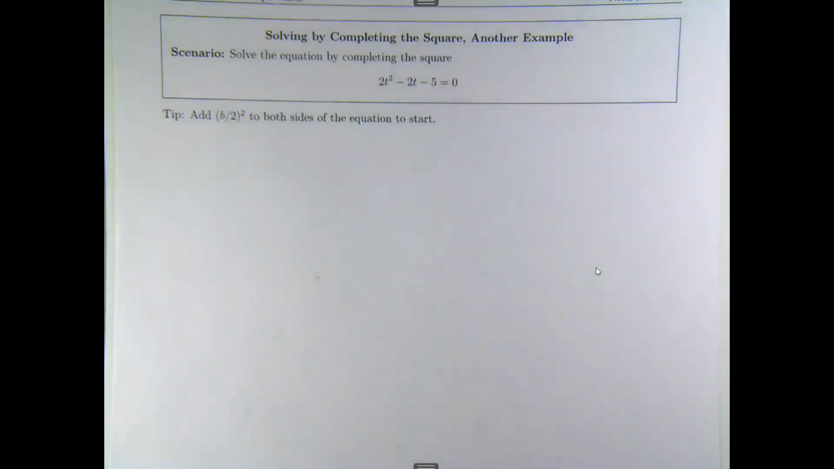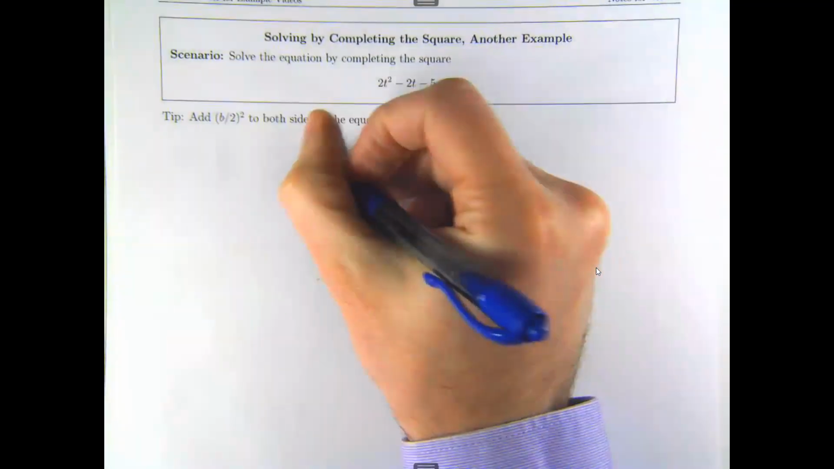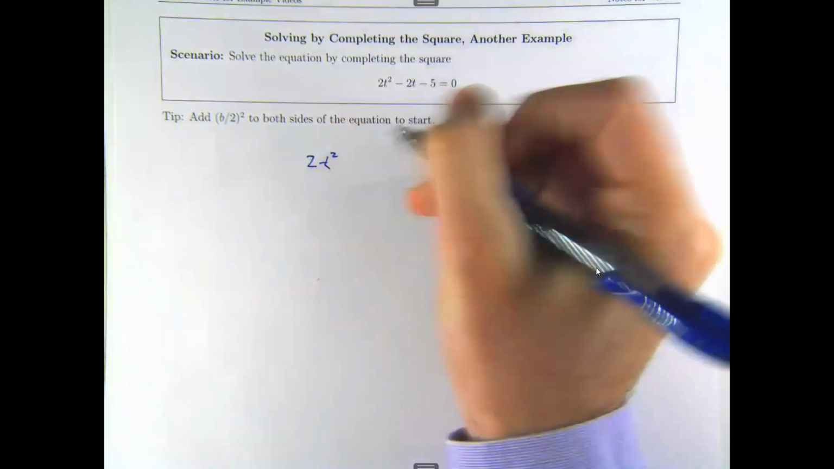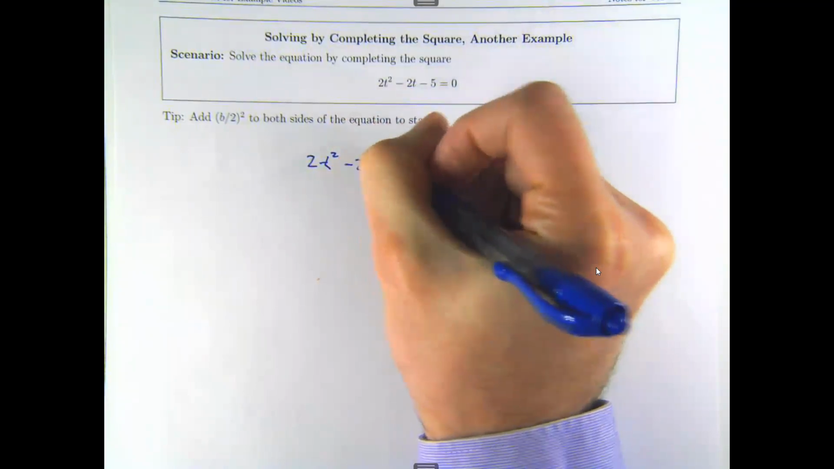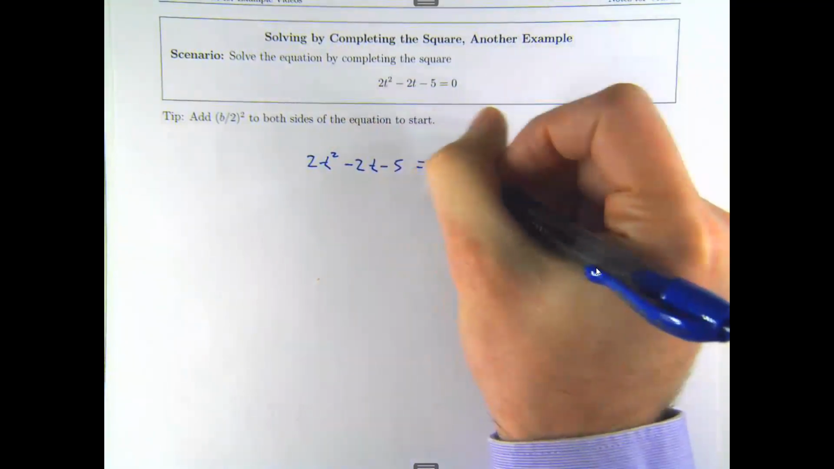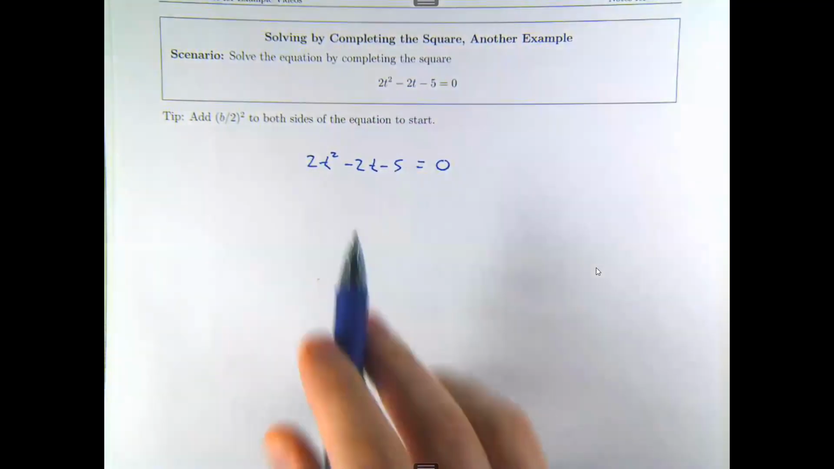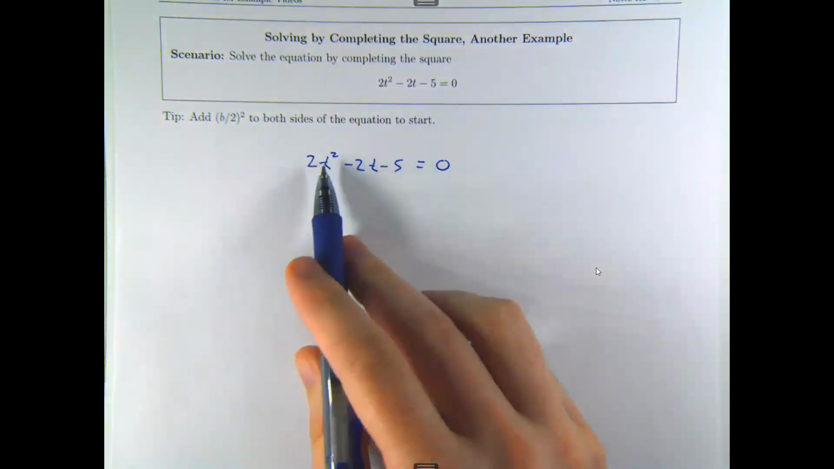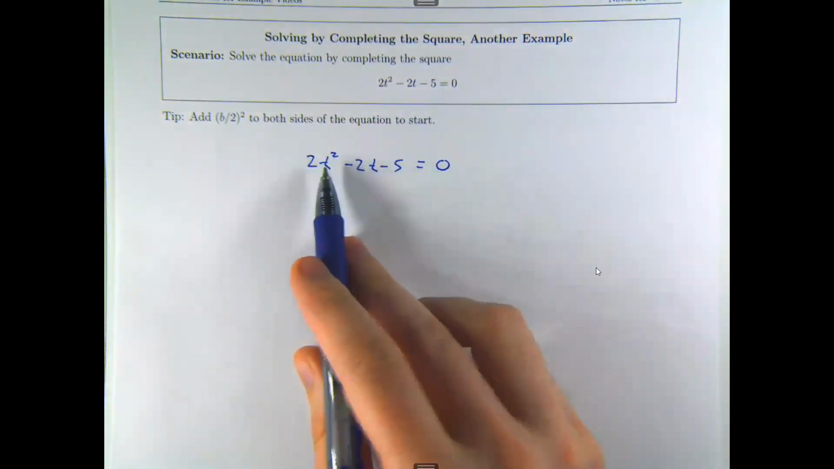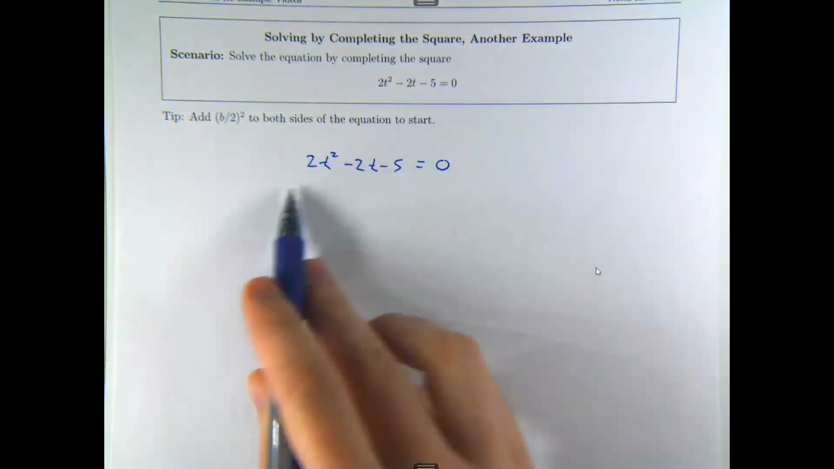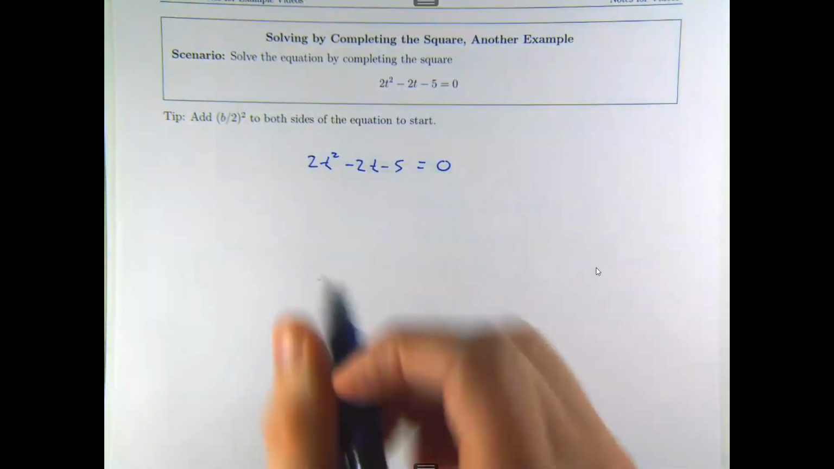Let's look at another example of solving by completing the square. So here I've got 2t squared minus 2t minus 5 equals 0. Now, first thing I want to do is just try to get t squared on its own instead of being 2t squared. So I'm actually going to divide everything here by 2.